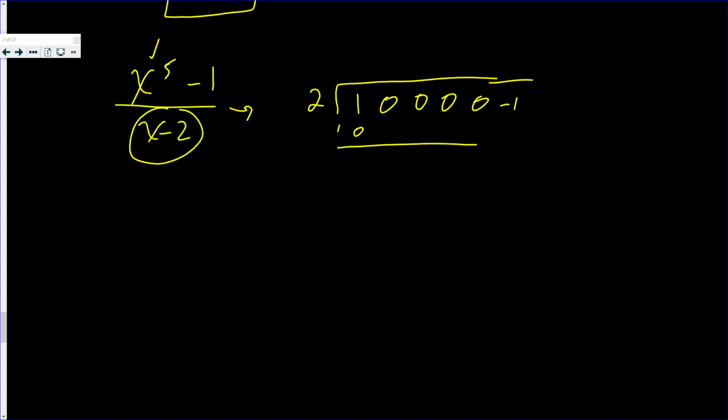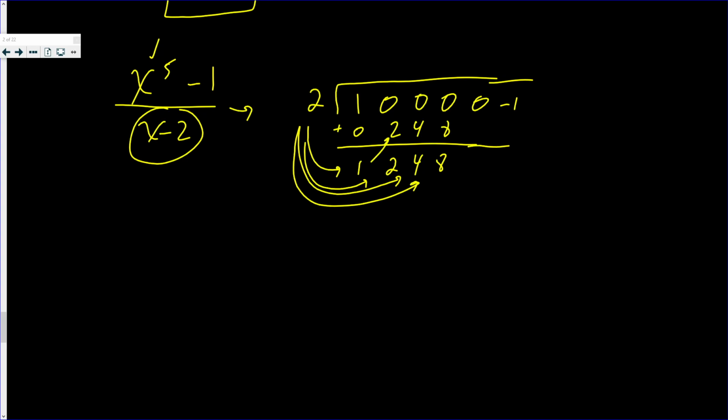And you add. You get 1, you multiply, you put the number up there. You add. 0 plus 2 is 2. You multiply, you get 4, you put it up there. Then you add 0 and 4. You multiply, you get 8, you put it there. You add, you get 8. You multiply, you put the answer there, you add. You multiply 32, you put the answer there, and when you add those two numbers, you get the remainder.